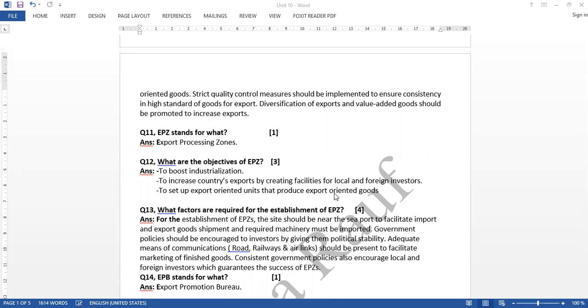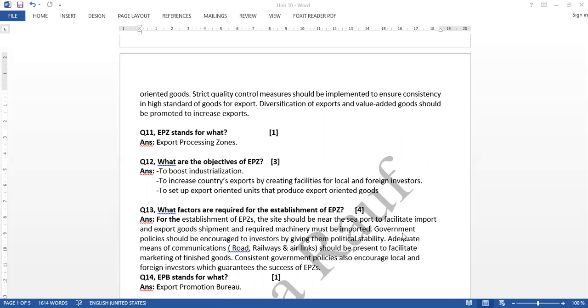Question number 13 is, what factors are required for the establishment of EPZs? Right? 4-mark question. So we are going to discuss 4 factors here. For the establishment of EPZs, the site should be near the seaport to facilitate imports and export goods. Shipment and required machinery must be imported.